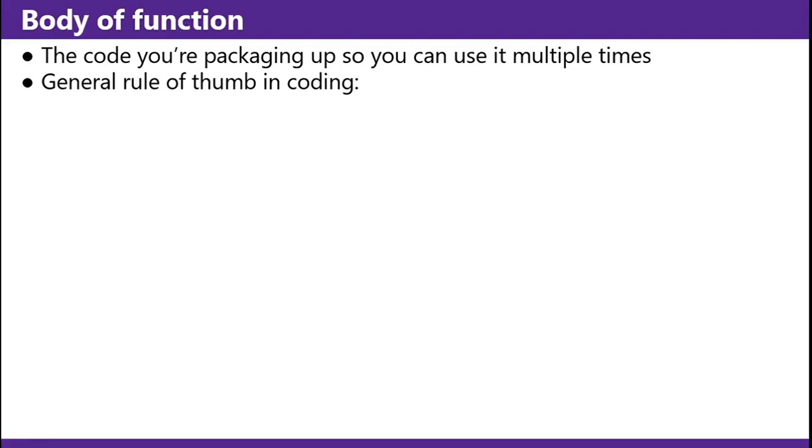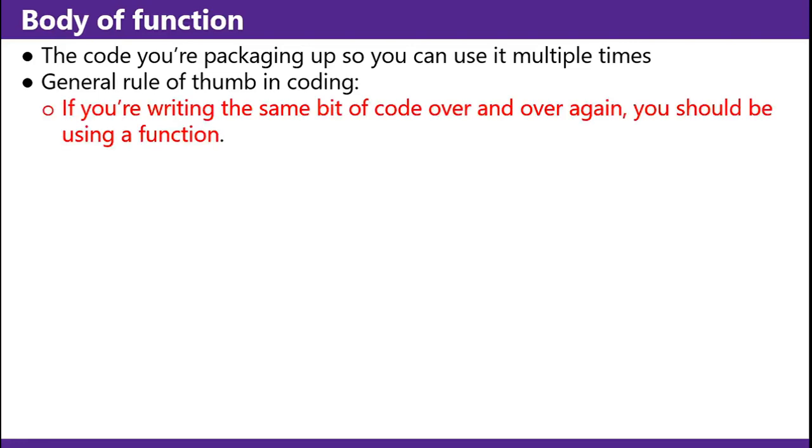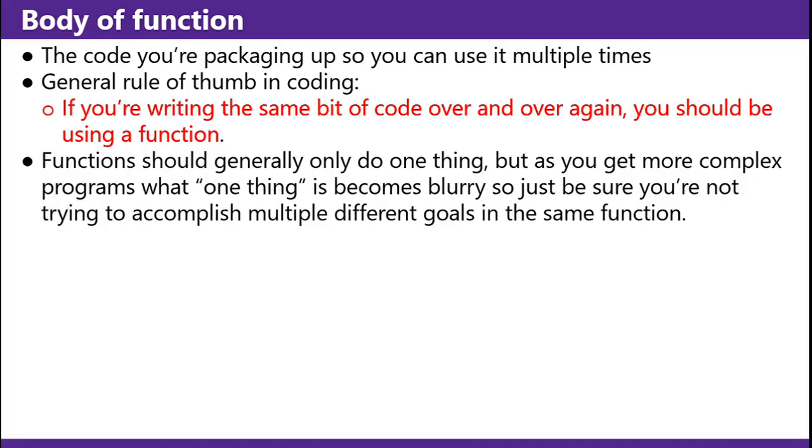General rule of thumb in coding, if you're writing the same bit of code over and over again, you should be using a function. Functions should generally only do one thing, but as you get more complex programs, what one thing is becomes blurry. So just be sure you're not trying to accomplish multiple different goals in the same function.